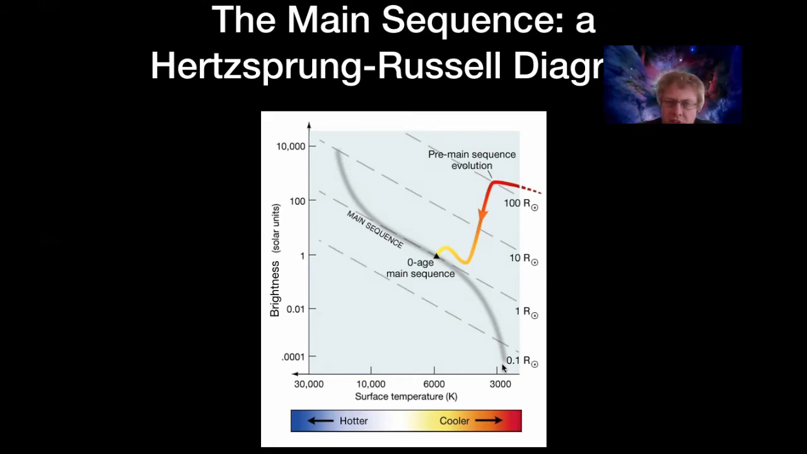During the process of forming, the star starts off up here in this top right corner, where it's really big. So it's got a large surface area to emit light from, and it's relatively bright. But it's also very cool because it hasn't yet compressed itself enough to start emitting lots of light. So it kind of falls down here and then makes a couple of wiggles and ends up on the main sequence. Once the star is here, once the sun is here, it stays here pretty similarly. It doesn't really move around much for the next 10 billion years or so.